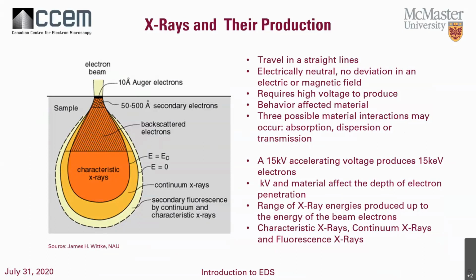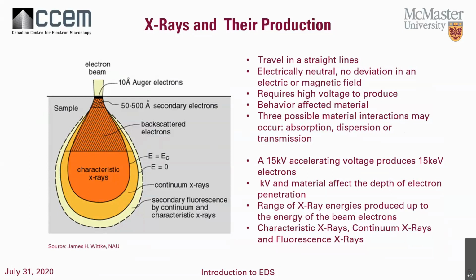The behavior of the X-rays is controlled by the nature of the material that you're looking at. And there are three possible interactions you can have. You can have absorption, where the X-ray gets absorbed by the material. Dispersion, where the X-rays are either deflected or actually create new X-rays. Or transmission, where they travel through things.